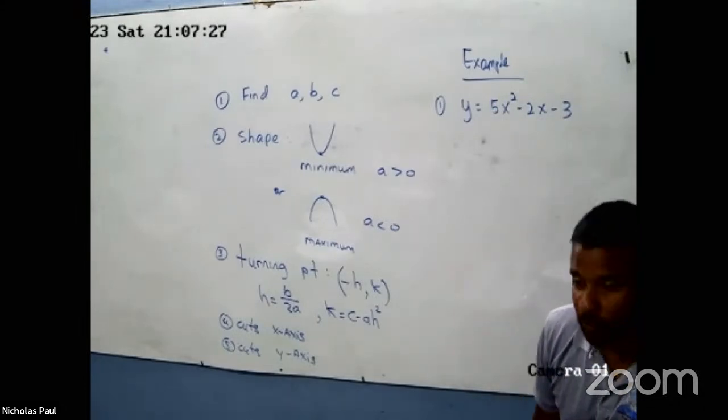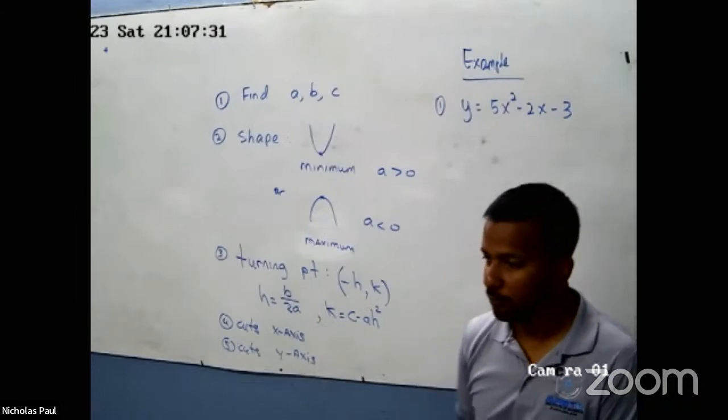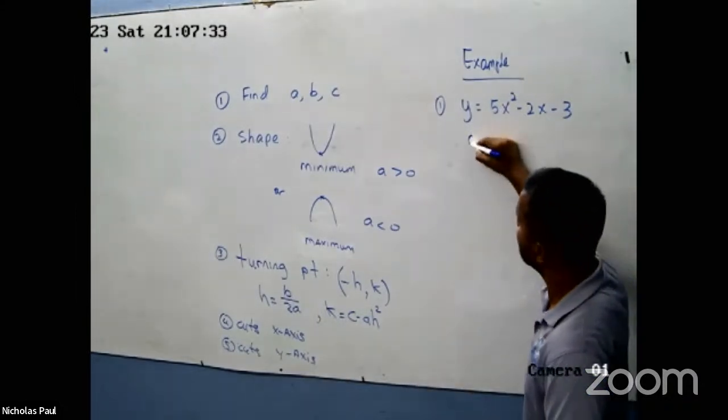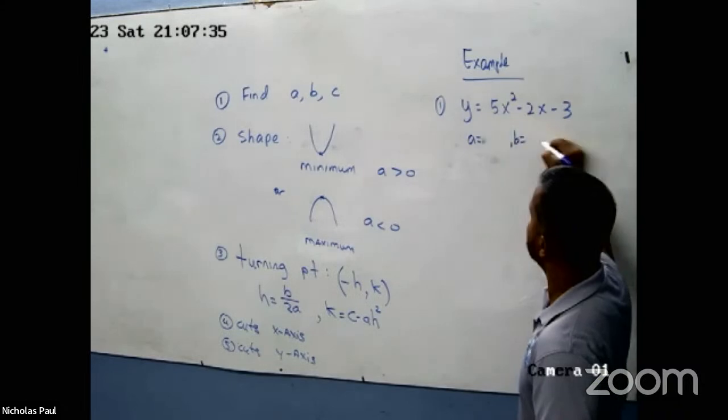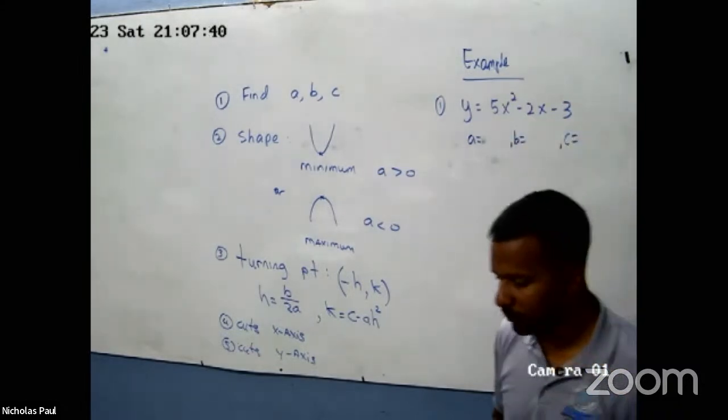So first thing first, write down ABC for me. Write down what is A. Write down what is B. Write down what is C. All right, we'll be doing this one together.